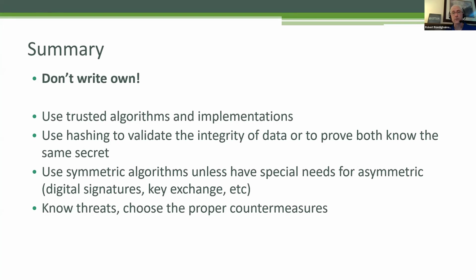So use hashing if you want to validate the integrity of your data or to prove you both know the same secret. Use symmetric algorithms unless you have special needs for asymmetric, only because it's so much faster and they can do much larger amounts of data. The asymmetric is really limited in size. And again, the special needs would be you have key exchange, you need digital signatures, etc. And lastly, again, make sure you know your threats and choose proper countermeasures.